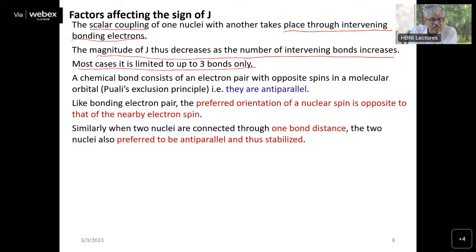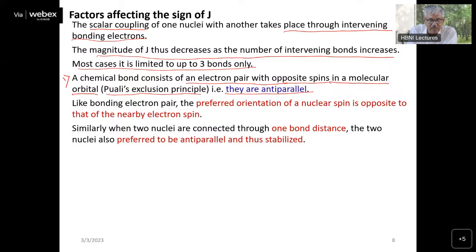So now you see that a chemical bond consists of an electron pair, that all of you know, with opposite spins. This is very important. Okay, in a bond, always the electron pair will have opposite spins, so that the spins are paired in a molecular orbital, and that is governed by Pauli's exclusion principle. So they are antiparallel. Okay, so this is one point you must remember.